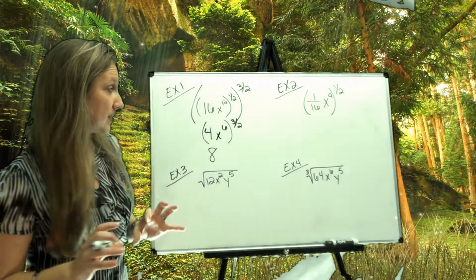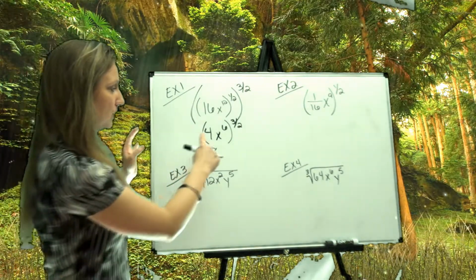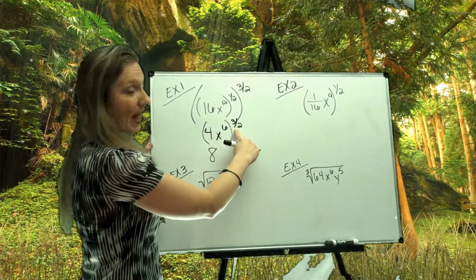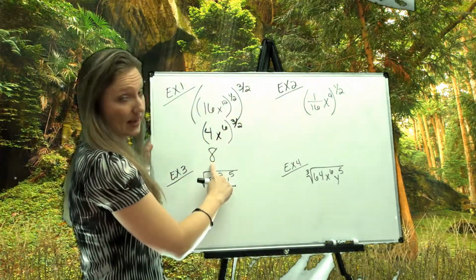If you get stuck, you can type it into your calculator to check yourself. You would type 4 to the 3/2 power in your calculator, and you should get 8.